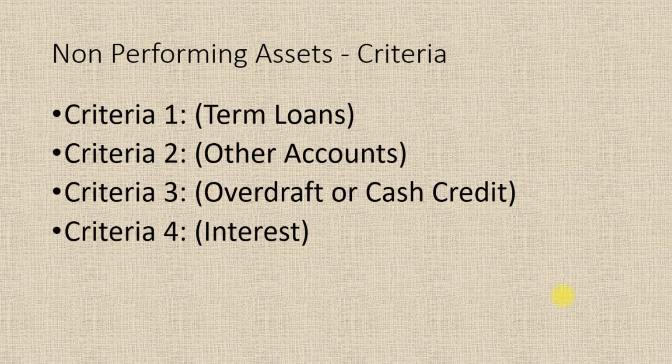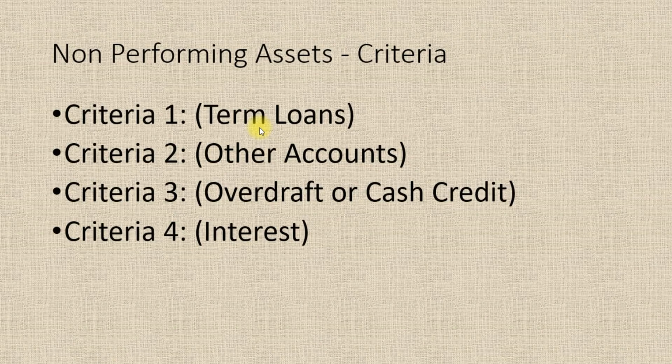Next, we will see what are non-performing assets and what are the different criteria of non-performing assets. So some of the criteria we will try to go through. One is term loans, which is criteria 1. Other accounts in criteria 2. Overdraft or cash credit in criteria 3. And interest in criteria 4.